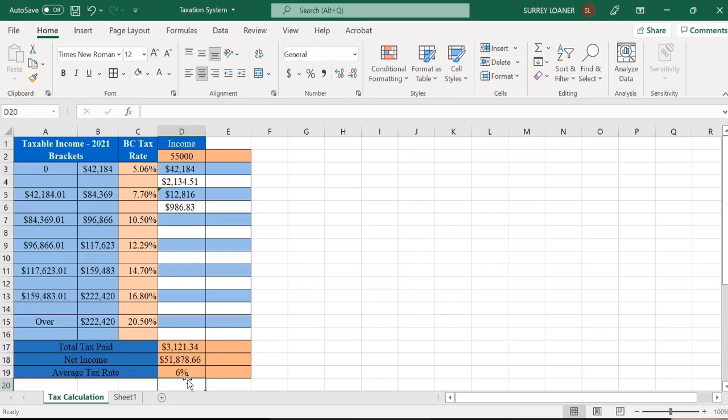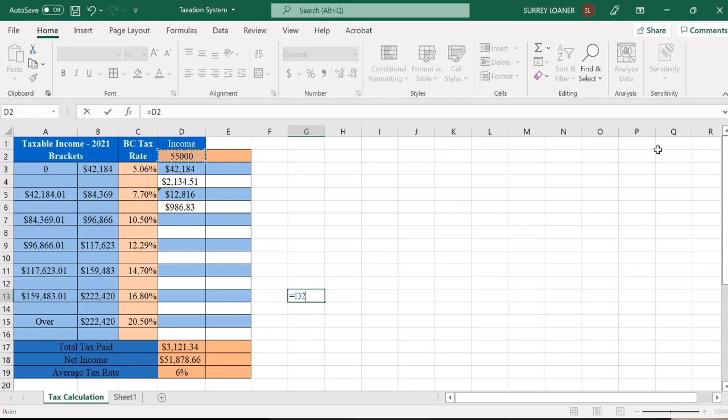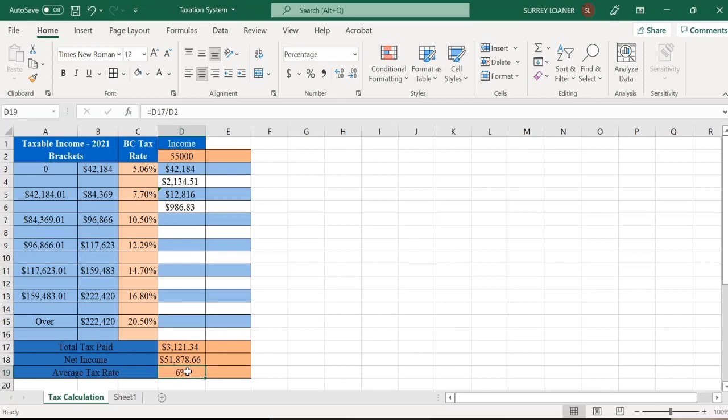So if we want to check whether it is right or wrong, it's 55,000 times 6%, let's see, $3,300, approximately this much of an amount that we have paid. Right. So next, if we have an income of $100,000, how much will be the tax?